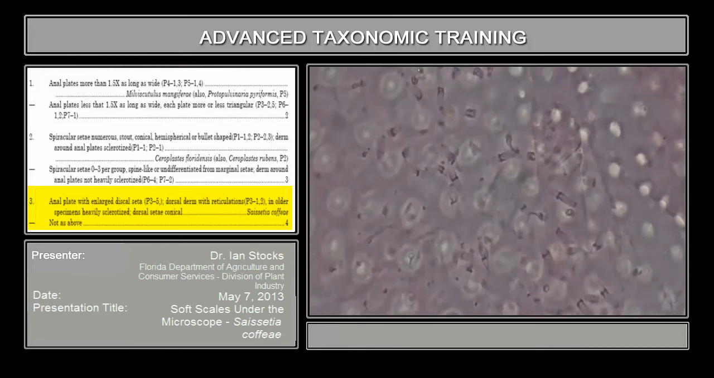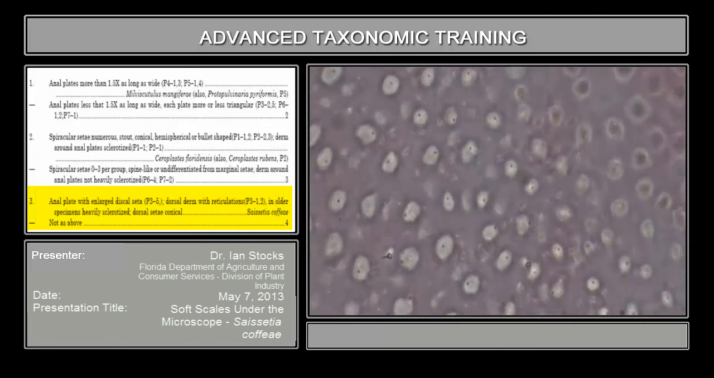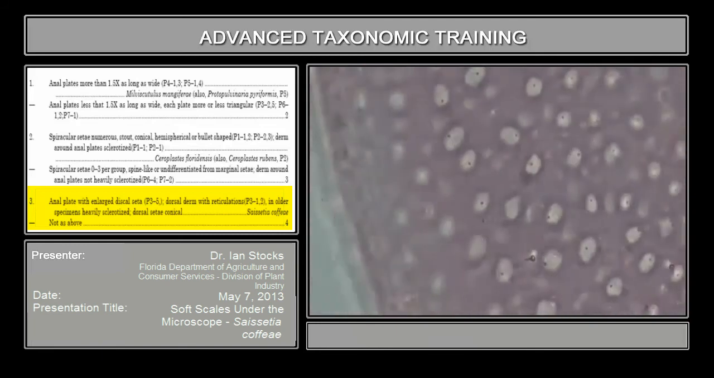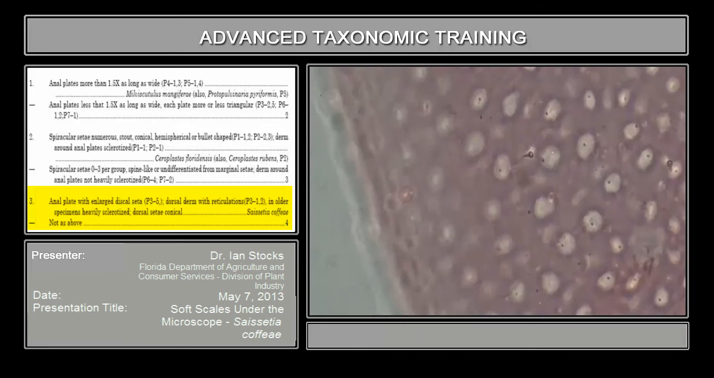Other Saissetias that we have, for instance, neglecta, miranda, oleae, the part of the duct that opens onto the cuticle will be similar, but they won't have this inner duct morphology like this. It'll be quite different. Another feature that's important for Saissetia at the species level, even though we've satisfied ourselves that it's the genus Saissetia and it's the species coffeae, there are other characters that fit into things that we've talked about.